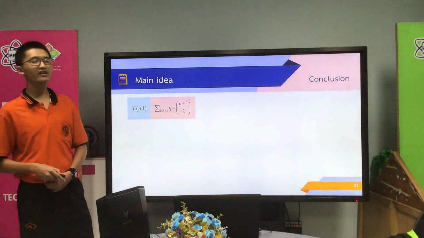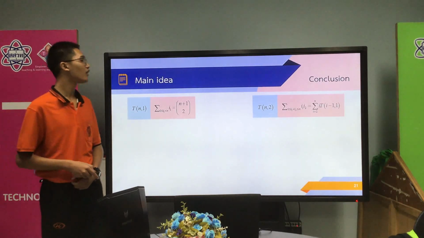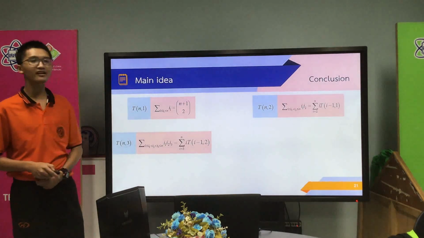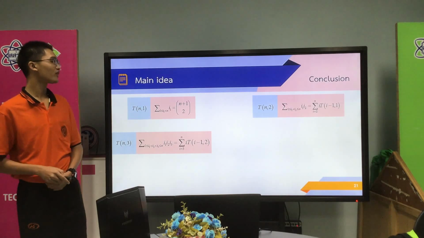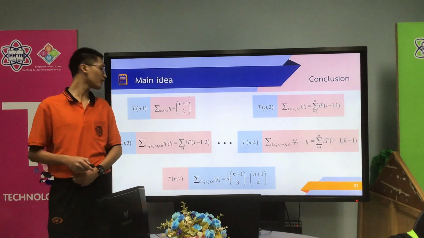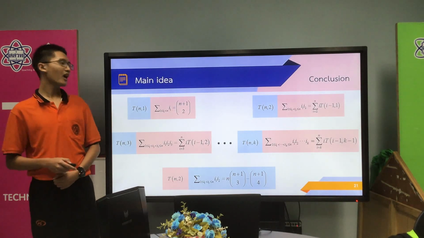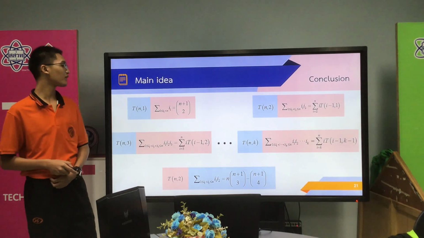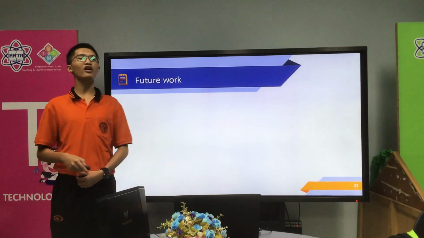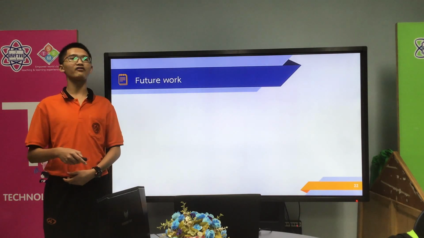For the conclusion, we get Tn1 is equal to n plus 1 choose 2. Tn2 can be written in the recursive form of Tn1. Tn3 can be written in the recursive form of Tn2. The Tnk can be written in the recursive form of Tnk minus 1. So we can obtain a simple form of Tn2 is equal to n times n plus 1 choose 3 minus n plus 1 choose 4. With the same method, we can find the simple form of Tn3 and so on.